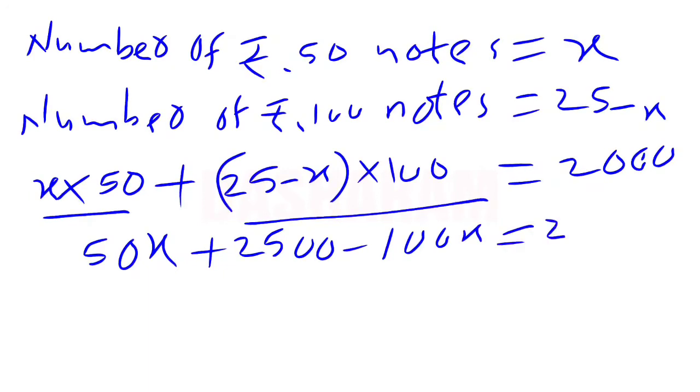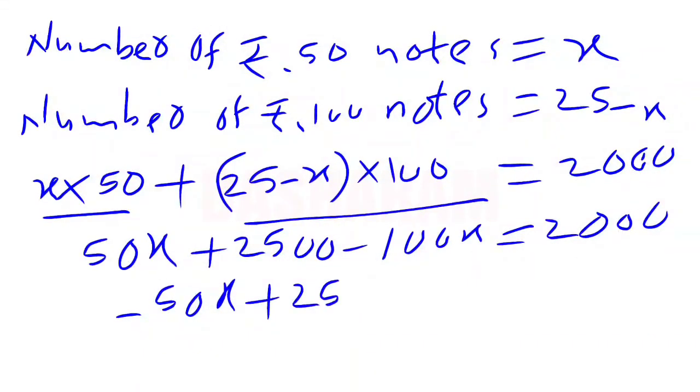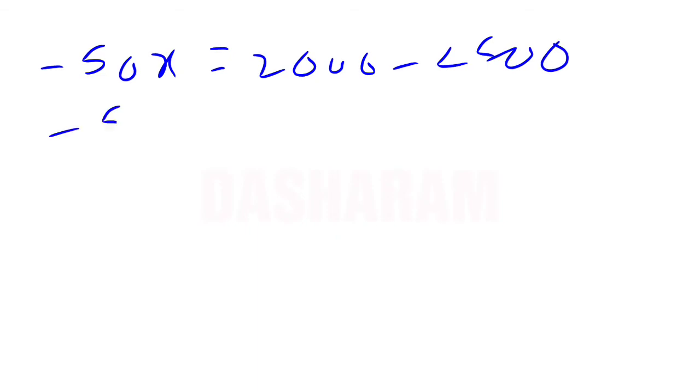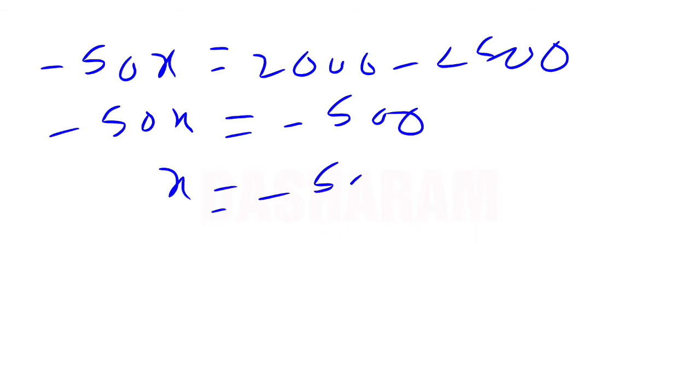It is equal to 2000. So 50x minus 100x is minus 50x, plus 2500, equals 2000. So minus 50x equals 2000 minus 2500. So minus 50x equals minus 500. Then x equals minus 500 divided by minus 50.